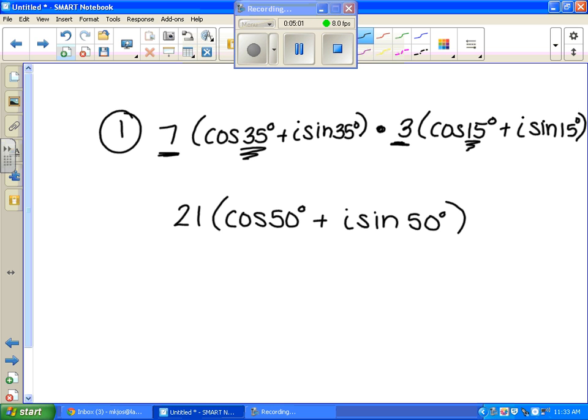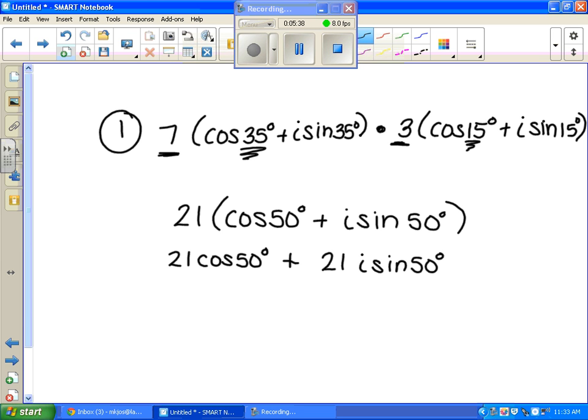Okay, the last step that they want you to do is to actually put it into complex form. This is in polar form. They want you to just put this quickly into complex form. So you're just going to do the distributive property. You're going to take 21 cosine of 50 plus 21 I sine of 50. You don't have to show this part. You can just do 21 cosine of 50 on your calculator and write it down. And then you can do 21 I sine of 50 and write it down.